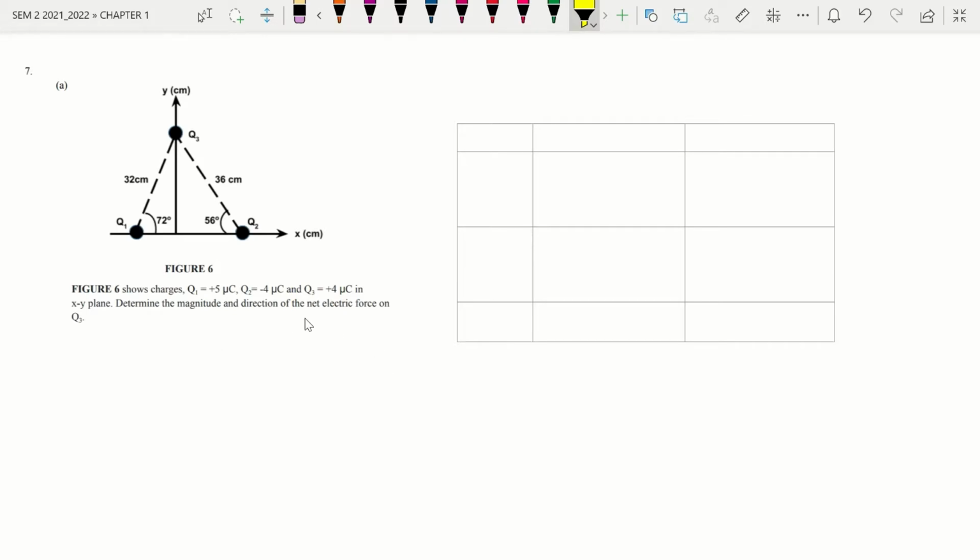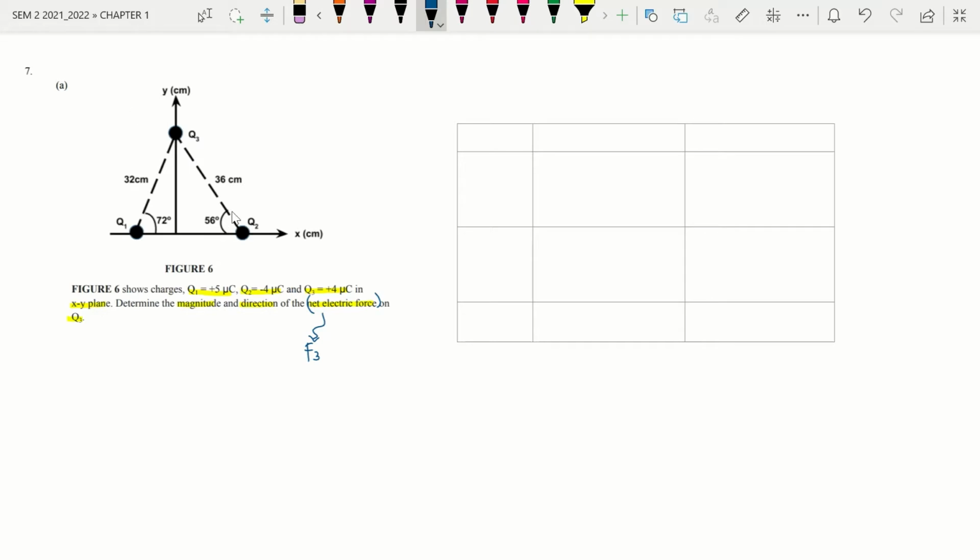Figure 6 shows charge 1 which is 5 microcoulomb, charge 2 which is negative 4 microcoulomb and charge 3 which is 4 microcoulomb in XY plane. Alright, the question asks us to determine the magnitude and direction of the net electric force on Q3. We are going to look for the net electric force on Q3.